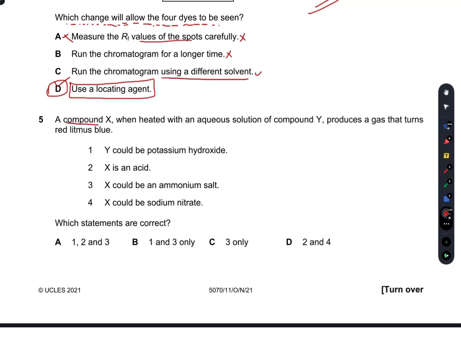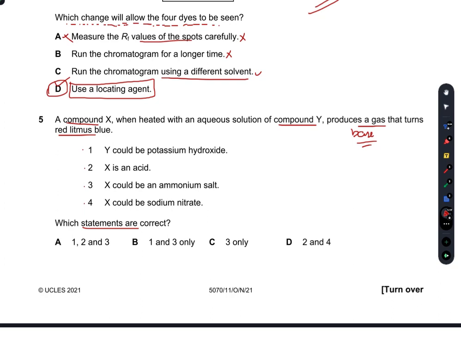A compound X, when heated with an aqueous solution of compound Y, produces a gas that turns red litmus blue. So this gas is a base. It produces a base. So which statements are correct? Y could be potassium hydroxide. So let's check later on. X is an acid. We can check this. X could be an ammonium salt, and X could be sodium nitrate.